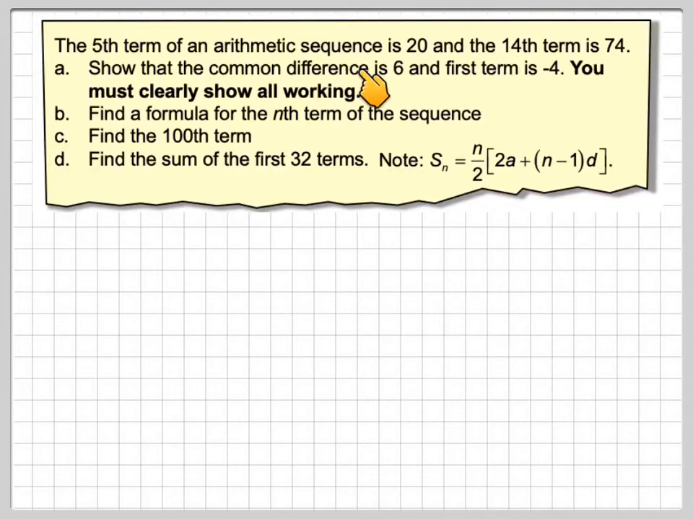The fifth term of an arithmetic sequence is 20, the 14th term is 74. Show that the common difference is 6 and the first term is -4. You must clearly show all working.